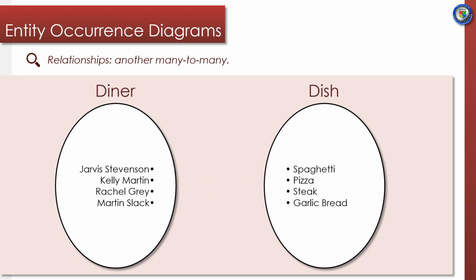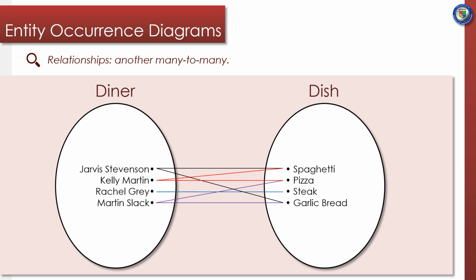Another good example would be diner and dish. We have our 4 instances of our diners and 4 different dishes on offer. Jarvis is looking at having some spaghetti and garlic bread, whereas Kelly is having spaghetti and pizza. Rachel is just having some steak, whereas Martin is having some pizza and garlic bread.